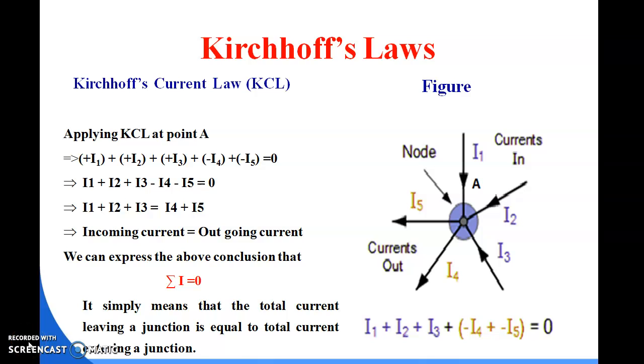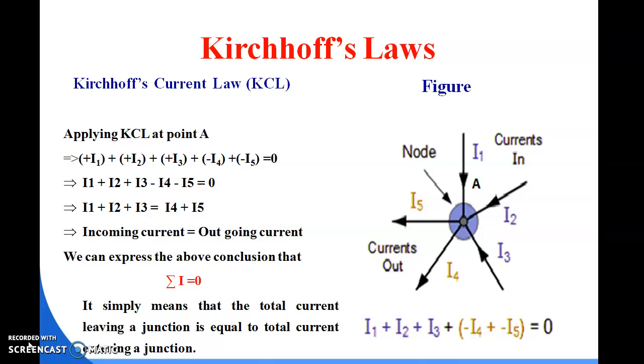When we apply KCL at point A, we have derived an equation. That is the summation of all the currents, the positive ones and the negative ones. The positive ones come on one side and the negative ones on another side. So here we conclude that the incoming current in a circuit is equal to the outgoing current of that circuit.